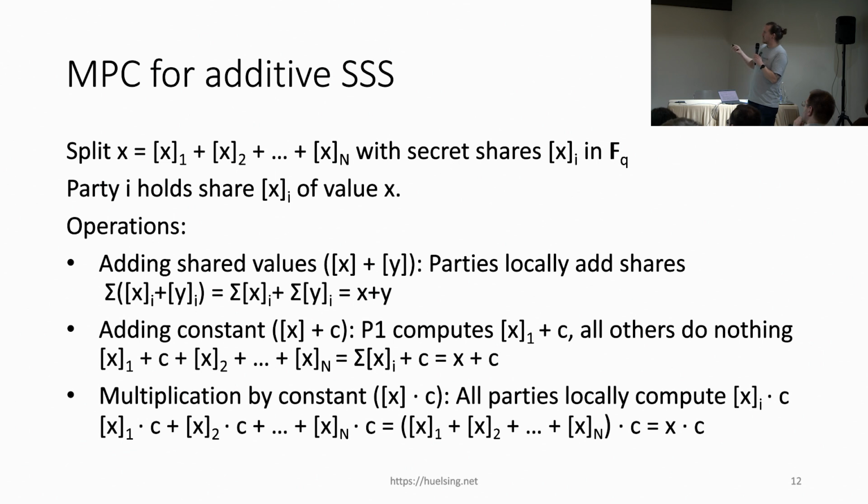Right? Same thing if I want to add a constant. I do not have to add it on every party. I have to agree on one party that adds the constant and done. Right? And if I multiply with the constant, everyone has to multiply with the constant. And then by associativity, I'm done.